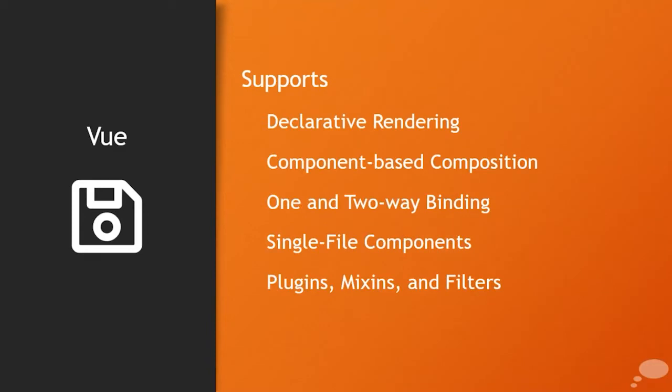So what does Vue do if it doesn't do some of these common things I'm used to? It does this idea of declarative rendering, or rendering based on data. You can build components and you can compose via those components. There's one- and two-way binding, as you would expect. It has this idea of single file components where you can build a component in a single file, and I'll show you that a little later. And then it has a way to extend it with plugins and mixins, and then somewhat filters, and I'll talk about filters when we get to the code.